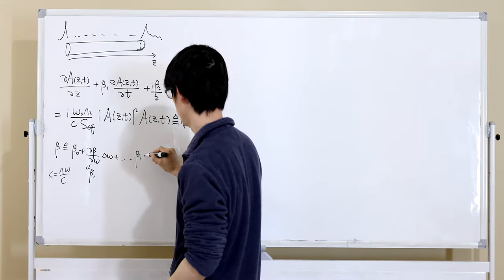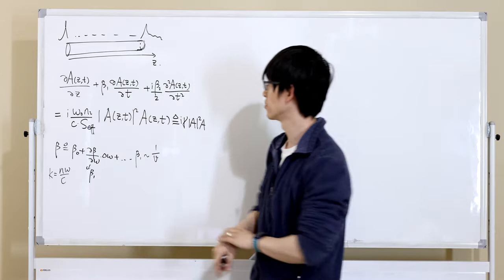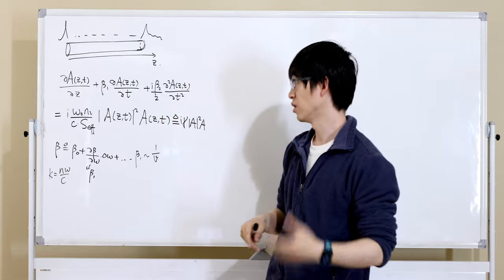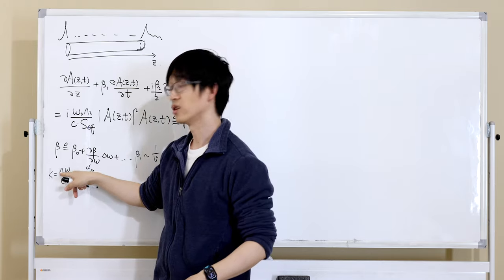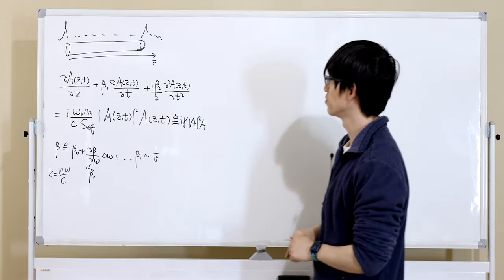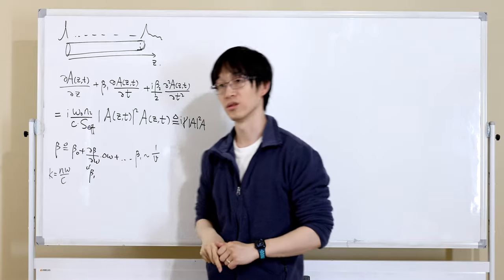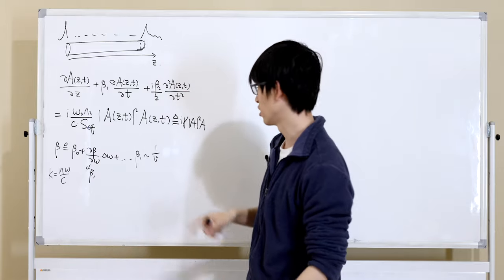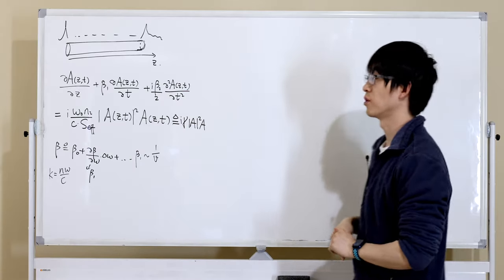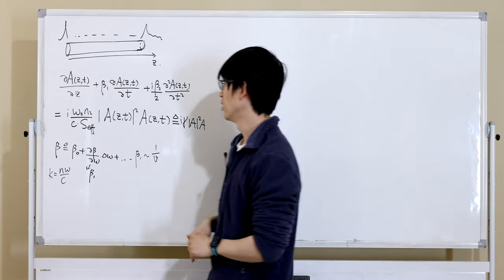so it's going to scale like 1 over the velocity of light. And then beta 2, we said last time, is the dispersion, the refractive index dependence on omega, that will show up in beta 2. And this term, amplitude squared times amplitude, is the Kerr nonlinearity term.